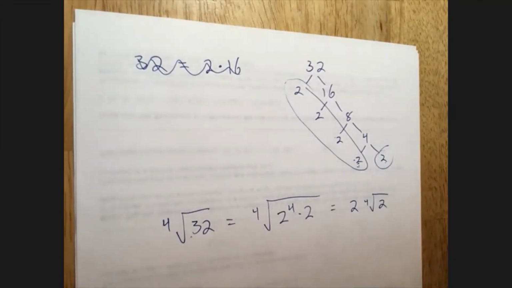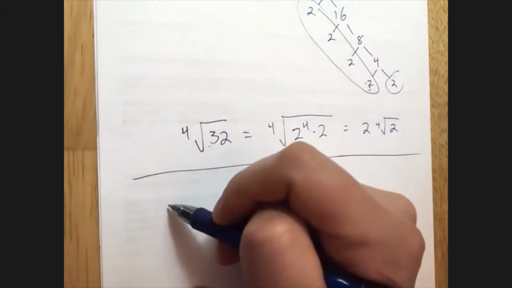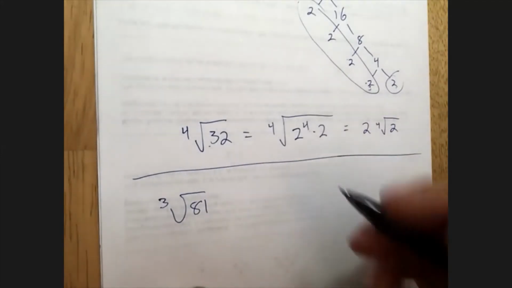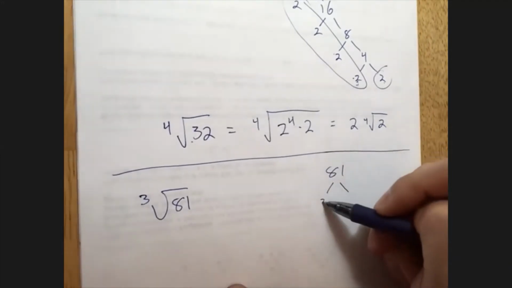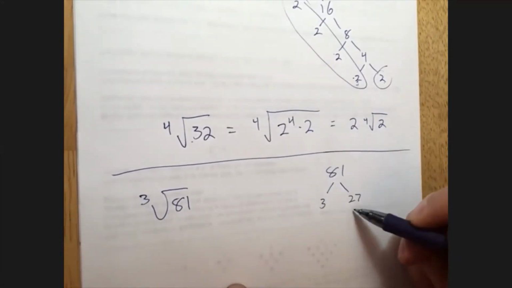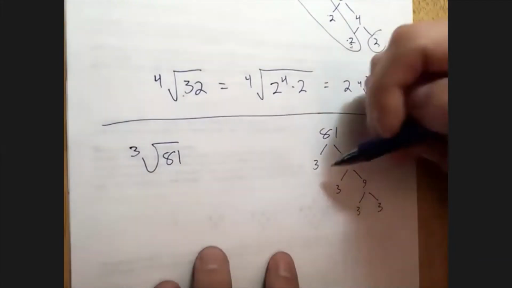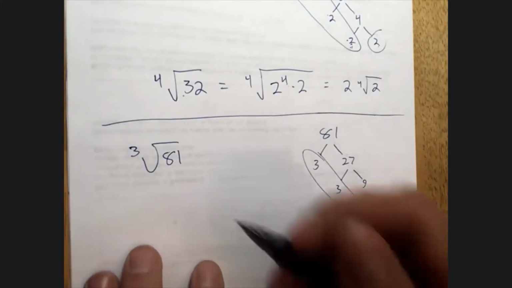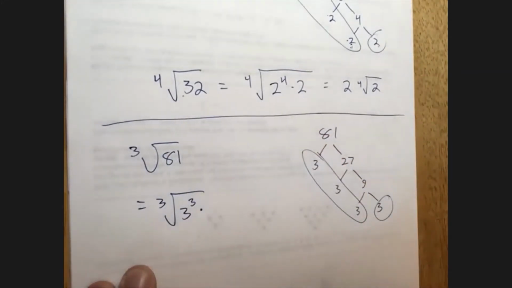And let's do the same thing with the 81. If we had to do the cube root of 81 and we wanted to find that 27, I'll take 81 and I'll start factoring it down. Well, 81 is divisible by 3. 3 times 27. 27 is divisible by 3. 3 times 9. And 9 is divisible by 3. 3 times 3. So look, I got 3 3s right here. So that's 3 cubed. So I know that cube root of 81 is 3 cubed times this number, 3.